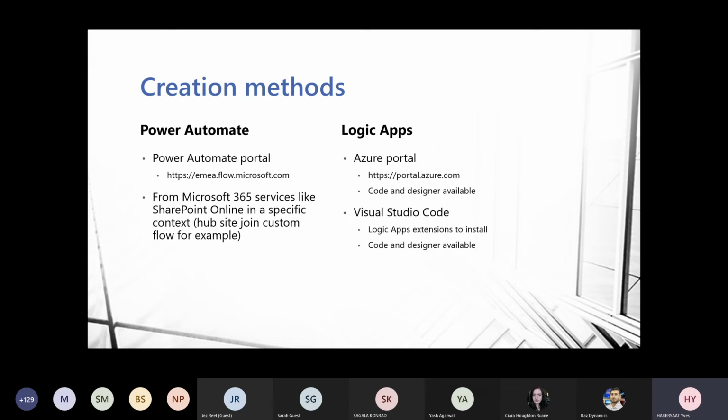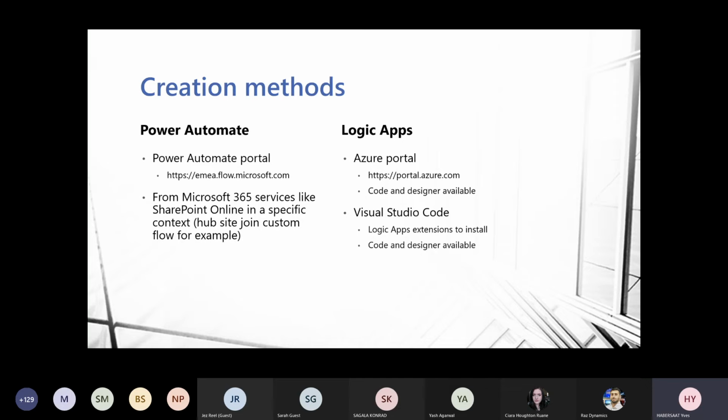And inside other Microsoft 365 services like SharePoint and so on, you have direct integration with Power Automate to create custom workflows. For example, if you want to create a custom workflow inside SharePoint Online, so you have some services in Microsoft 365 that allow you to directly click on a button and create custom workflows directly inside Power Automate.